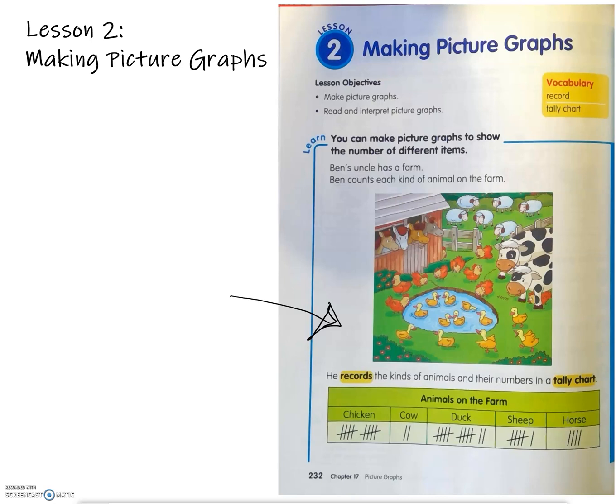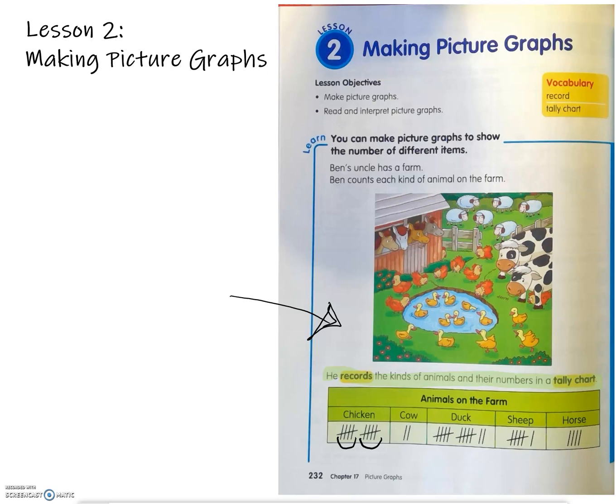It says, Ben's uncle has a farm. Ben counts each kind of animal on the farm. Then he records the kinds of animals and their numbers in a tally chart. A tally chart is where you can keep count of certain items, and you normally do them in groups of 5. As you can see, here's one group of 5 and 2 groups of 5. That makes it easier to count when you are doing your tallies.